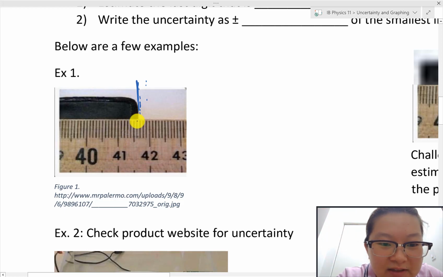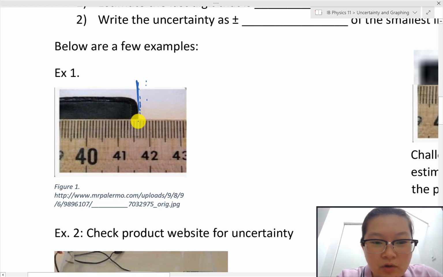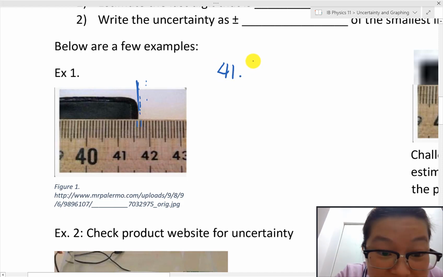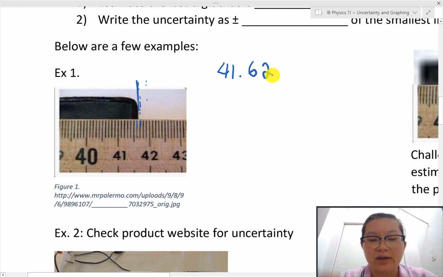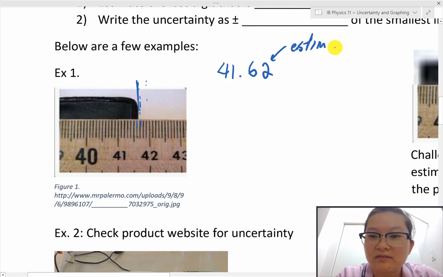And it's somewhere between the 6 and the 7 millimeter mark, and we're not sure what it is. So when you make that judgment call, let me just write here, we know it's 41. We know it's 41.6, but we don't know if it's 41.61, 2, 3, 4. We have to make a guess. And I'm going to guess 2, okay? You might guess 3, some of you might guess 1, 4, whatever, okay? So this last one is an estimate, okay?